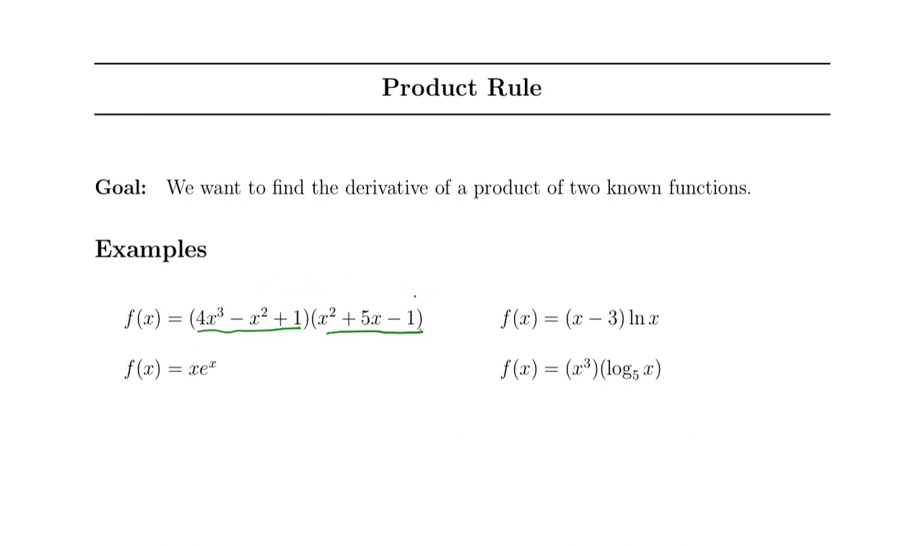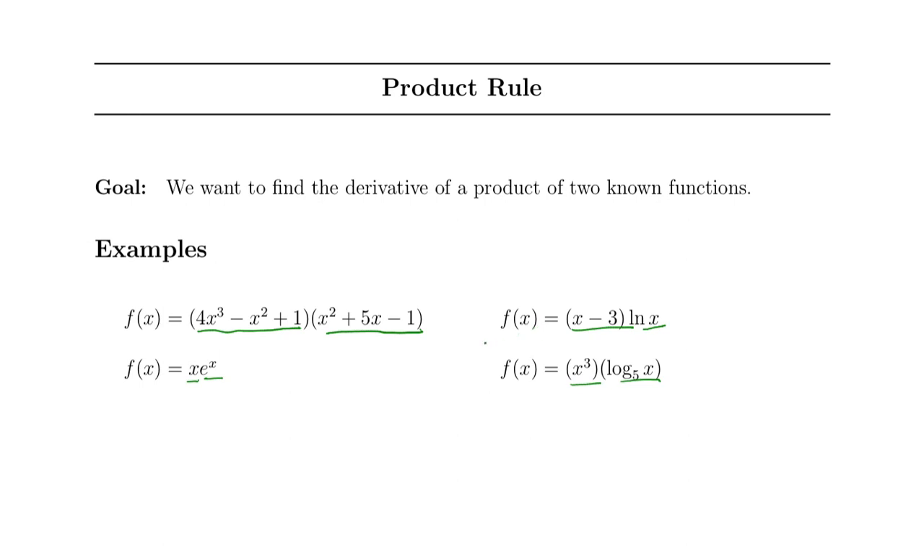But for all these other function types, x e to the x, x minus 3 ln x, x cubed log base 5x, when we have these different function types being multiplied, we can't just use algebra to simplify it and write it in terms of something that we know. So for at least these last three, we'll have to come up with a rule that'll tell us how to find the derivative of these things.